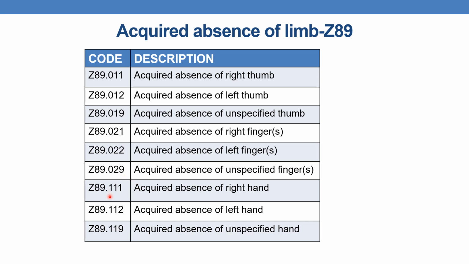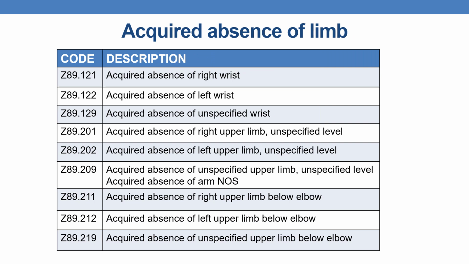The next is Z89.111. It deals with acquired absence of right hand. Next is Z89.112. It deals with acquired absence of left hand. The next is Z89.119. It deals with acquired absence of unspecified hand. The next code is Z89.121. It deals with acquired absence of right wrist. 122 indicates left wrist. 129 indicates acquired absence of unspecified wrist.